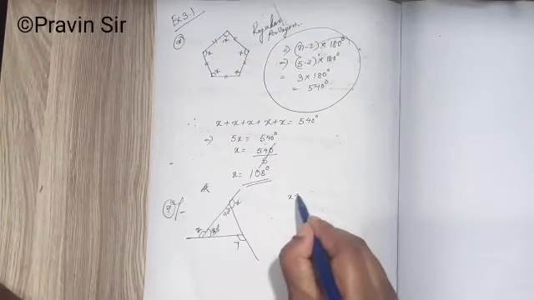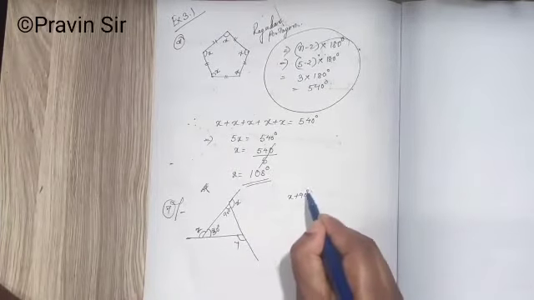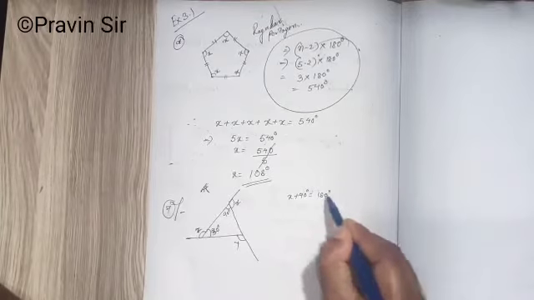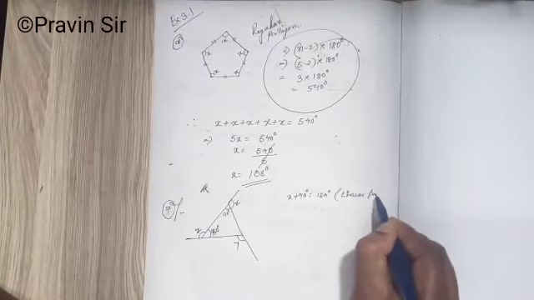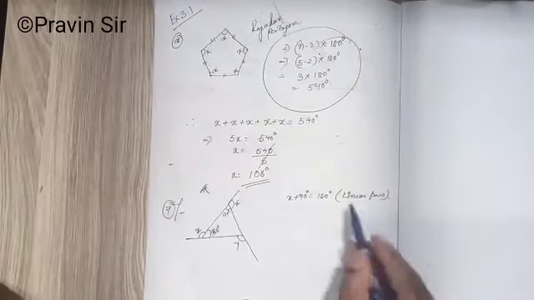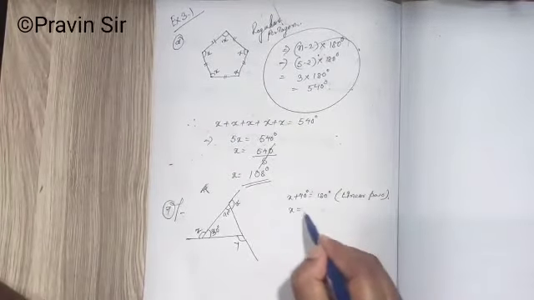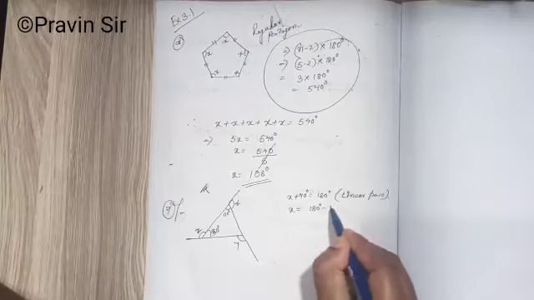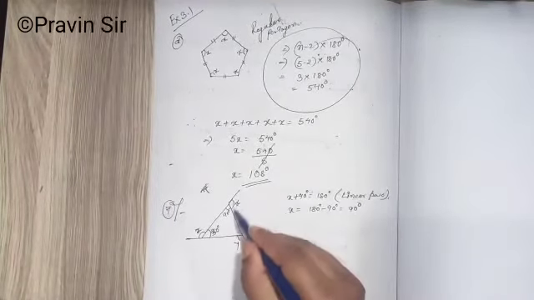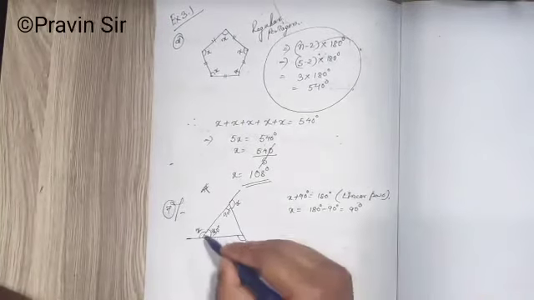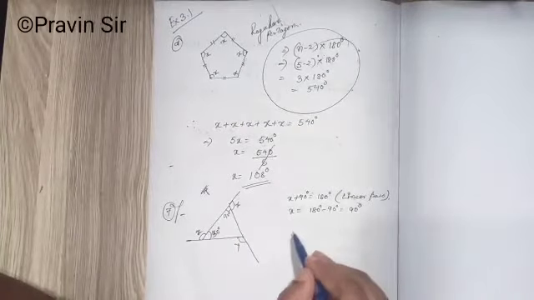So x plus 90 degrees is equal to 180 degrees. Why? Because it is a linear pair. You have to mention the reason also: why it is 180 degrees. So x is equal to 180 degrees minus 90, which is 90 degrees. So this angle, we got 90 degrees.